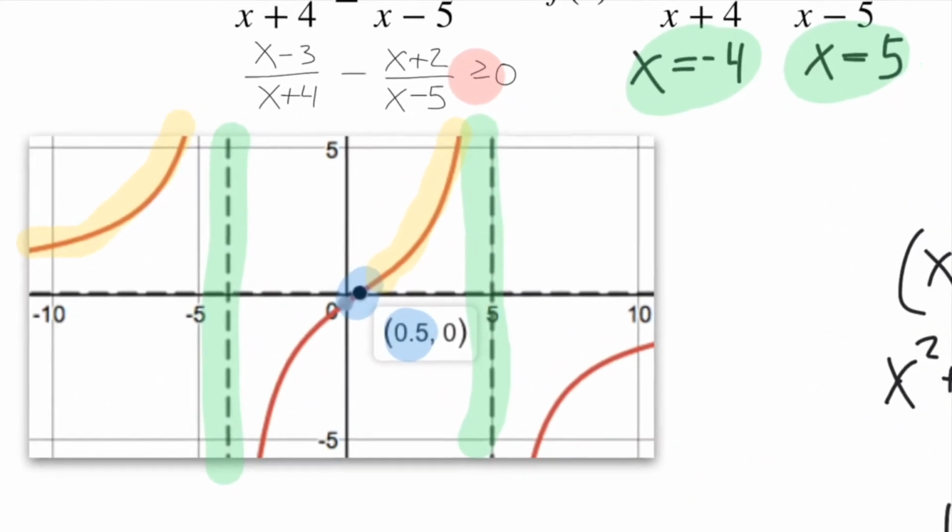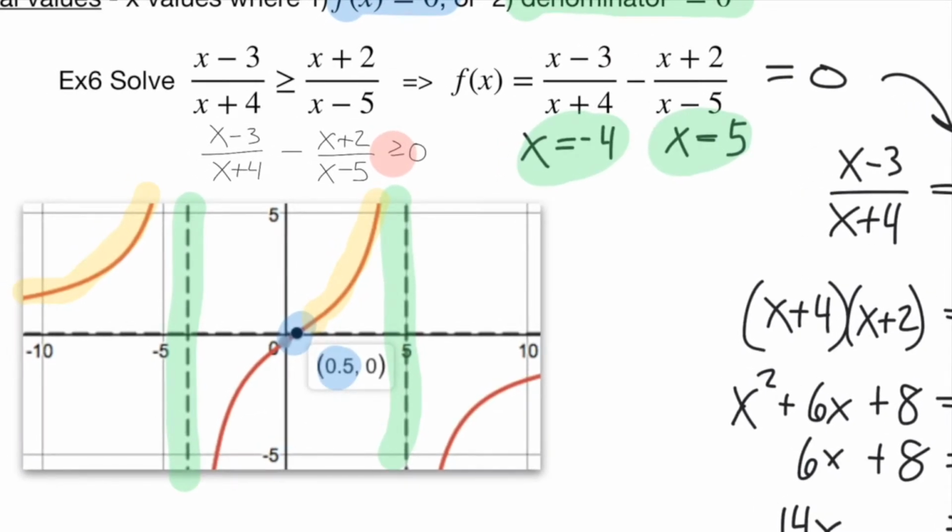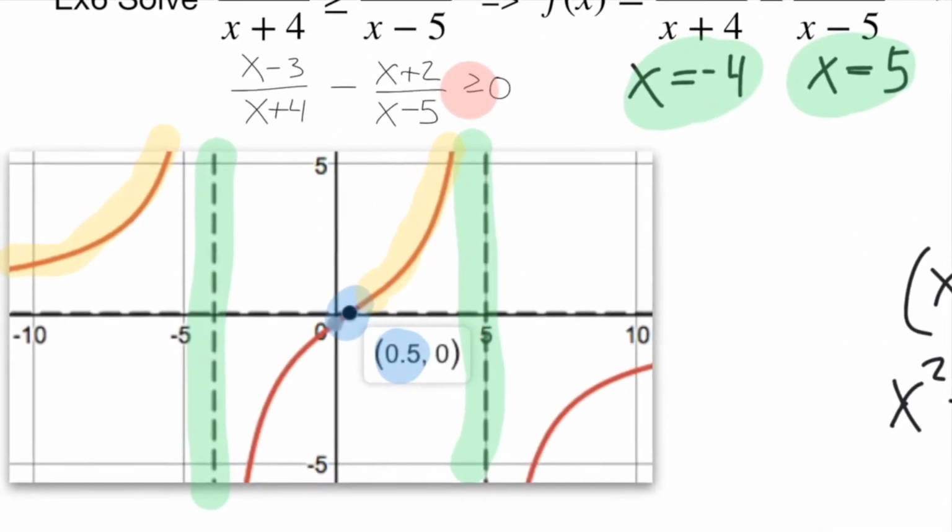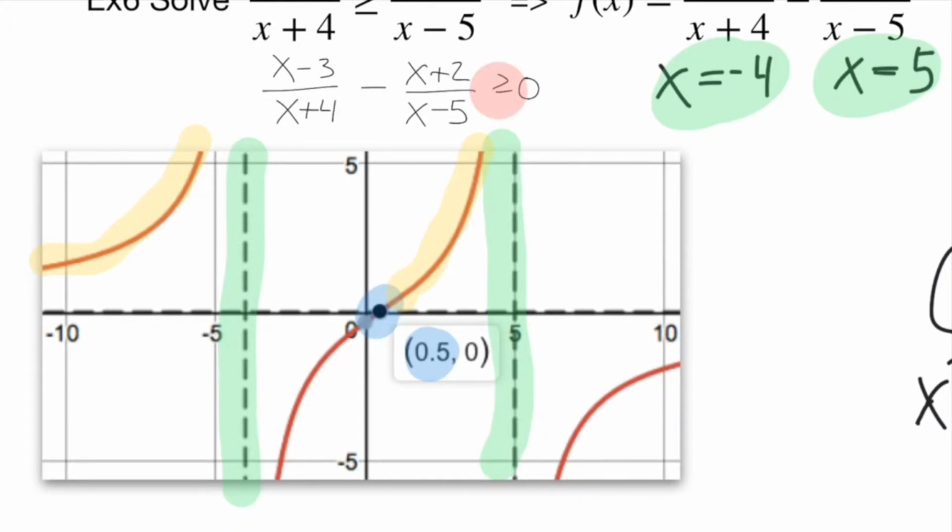Here it is. And when is this going to be greater than or equal to 0? It'll be greater than or equal to 0 during this entire interval, during this interval, and that's it. When is it greater than or equal to 0? You can find it right there. And that would be the answer.